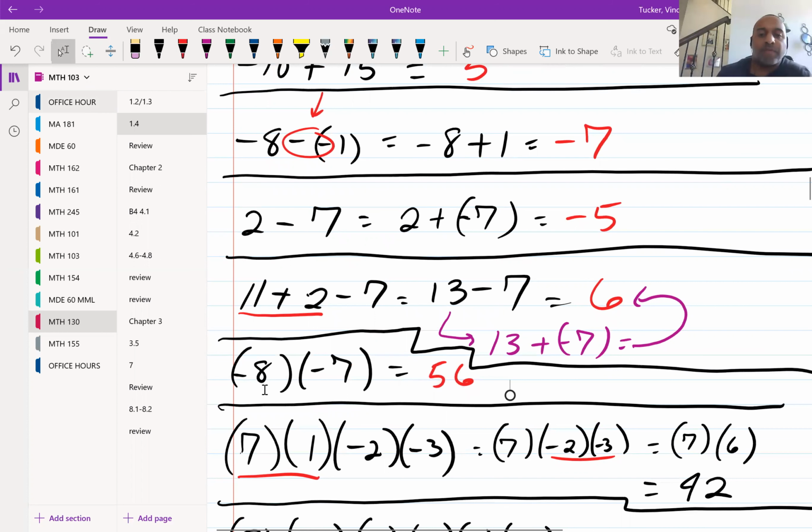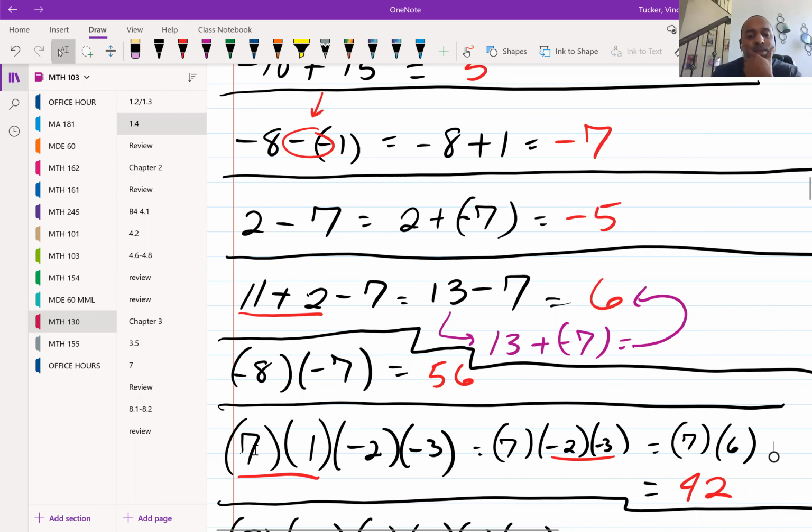So the next one, negative 8 times negative 7. Remember, we already mentioned negative times negative goes positive. So negative 8 times negative 7 will give you a positive 56. Okay. All right.